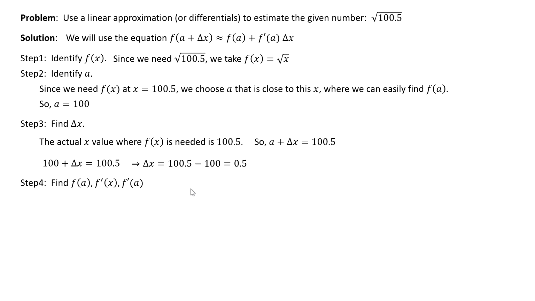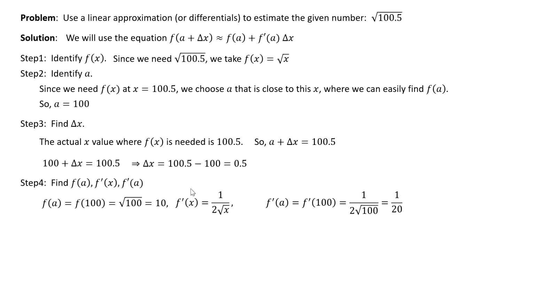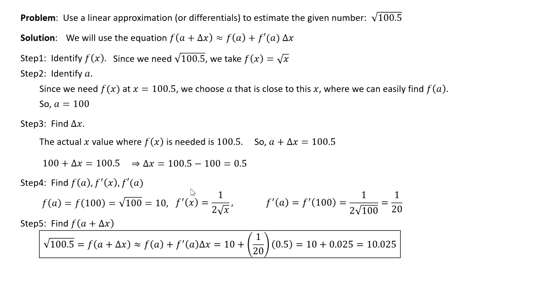F of a is f of 100. F of 100 is square root of 100. So that's 10. And f prime of x, the derivative of square root of x, is 1 over 2 square root of x. So f prime of a is 1 over 2 times square root of 100, which is 1 over 20. Cool. Find f of a plus delta x, and that is square root of 100.5. I just plugged in numbers. And this turns out to be 10.025.